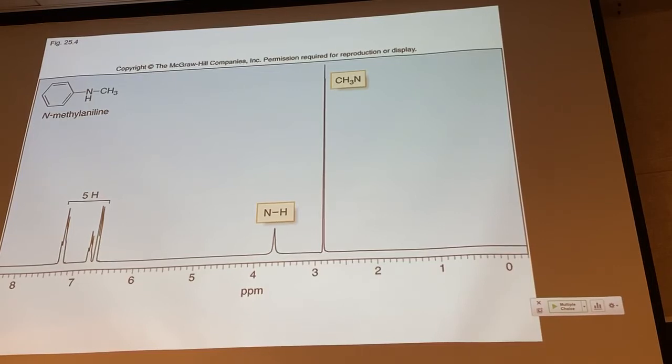Okay. The other feature we see is there's no splitting, and that's the same with OHs. NHs and OHs are not split by their neighbors, and they do not split their neighbors. So this is a singlet. The methyl group on the nitrogen is also a singlet. Why is that? Why is there no splitting with NHs or OHs?